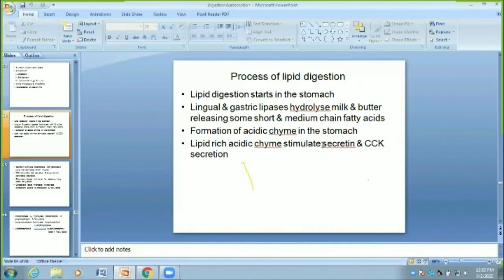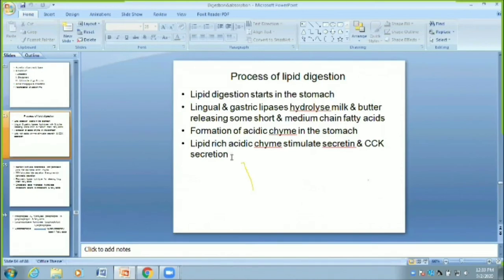Secretin, the bicarbonate-rich pancreatic secretion, neutralizes the chyme and brings the pH towards the neutral range and also the alkaline range. At this alkaline pH, the intestinal lipases can act, affected into this pancreatic lipase and intestinal lipases can act.